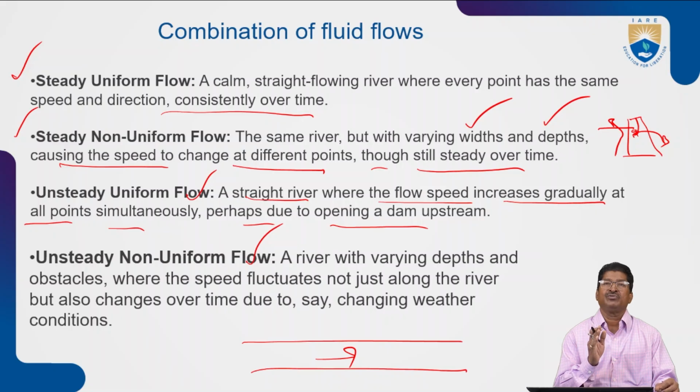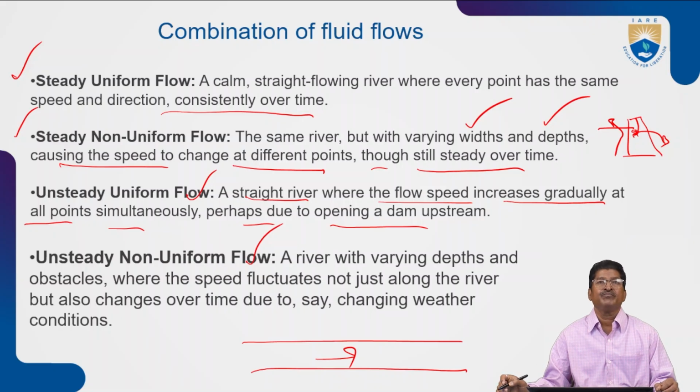That means if you see the speed after some time, with respect to time, the velocity is increasing. That means the velocity is changing. That's why it is unsteady flow. But at different locations, the velocity is constant. So that is the uniform. That is the example for the unsteady uniform.